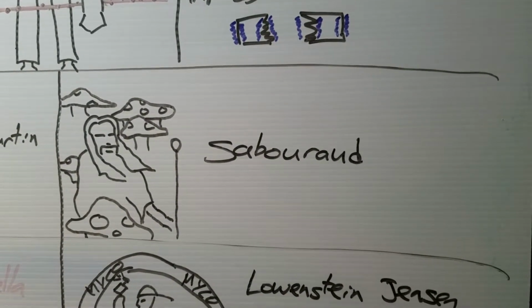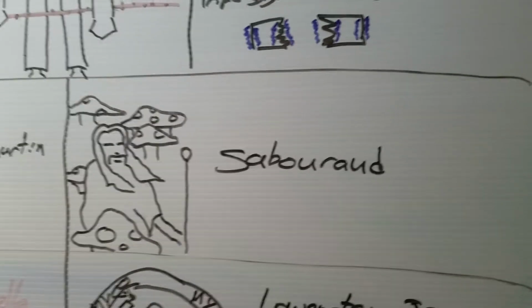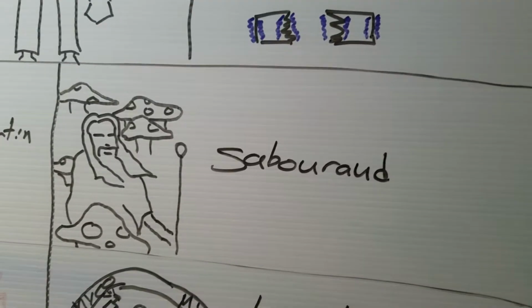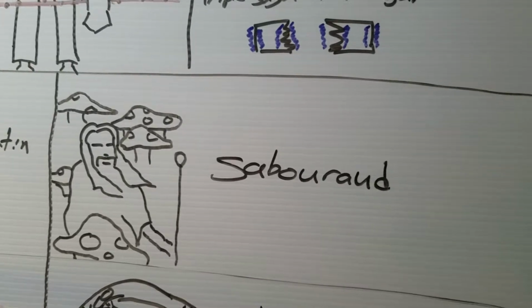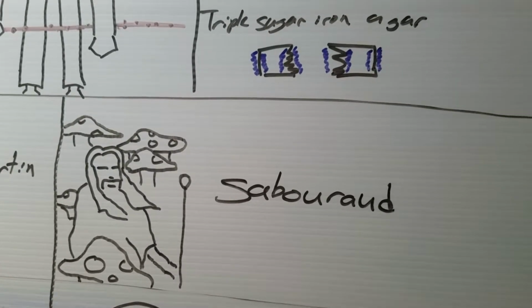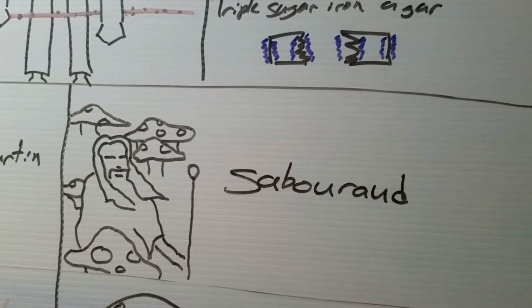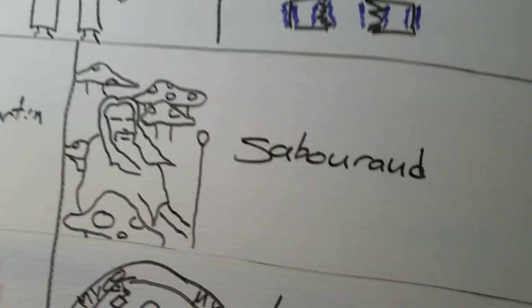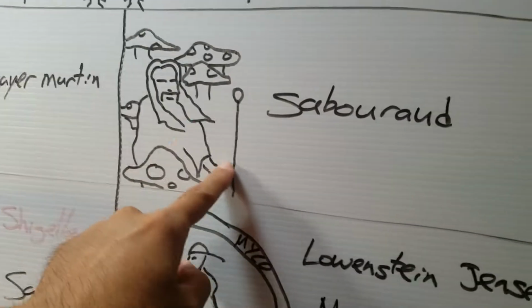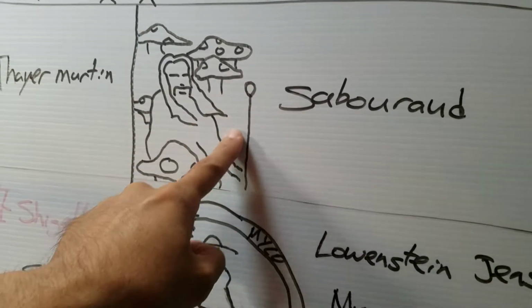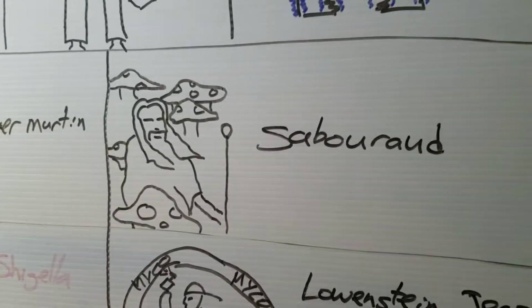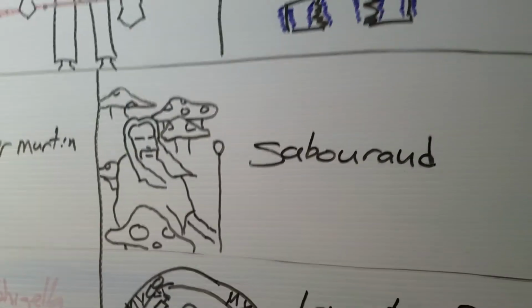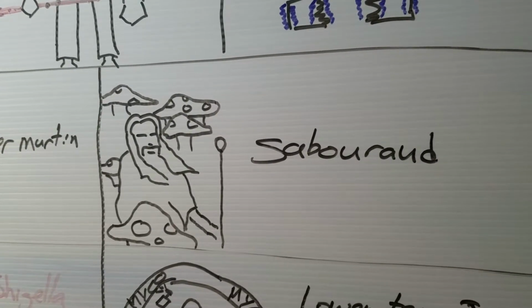Sabouraud. Do you ever know Sauron from Lord of the Rings? That's my rendition right there of Christopher Lee. And you can see he's surrounded by these fungi. So it's really used to test for fungi, and you can see over here there's a staff, right? So that could be associated with this particular idea as well, of testing for Staphylococcus.